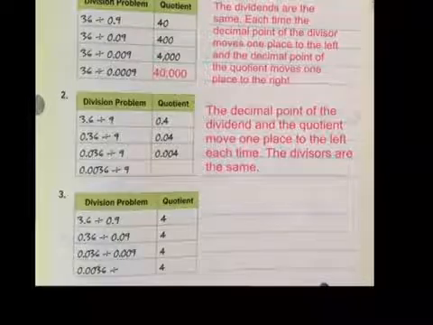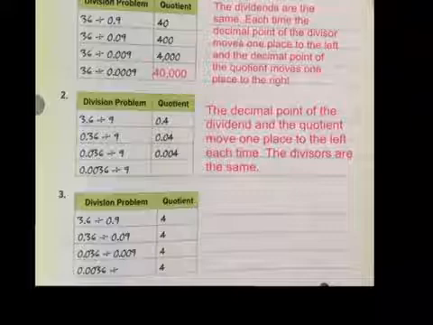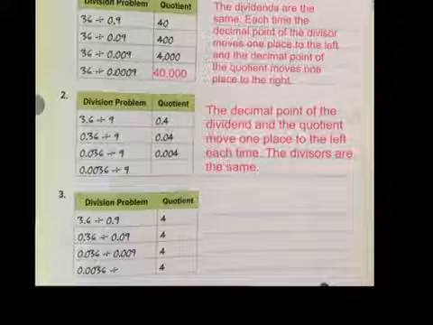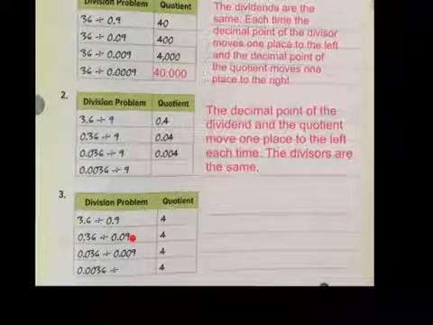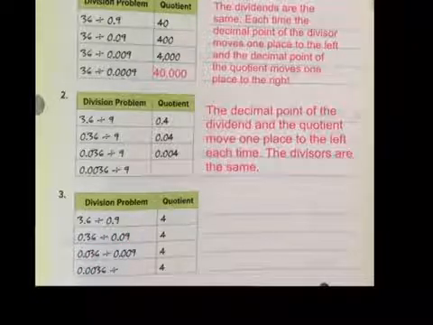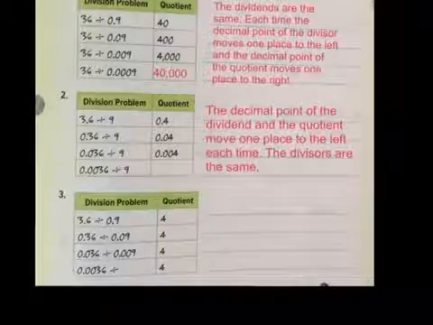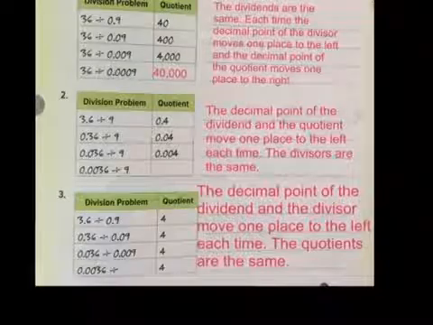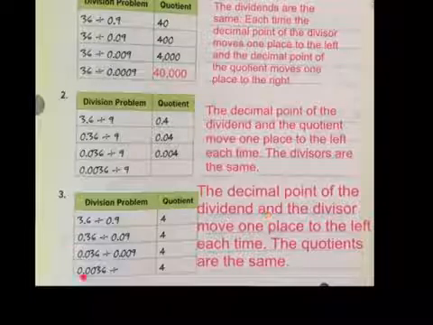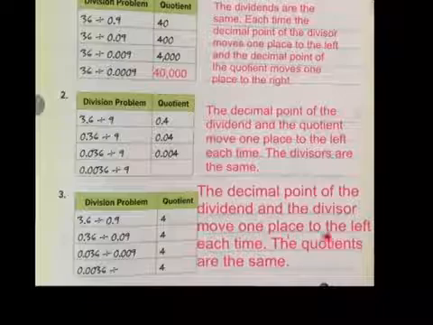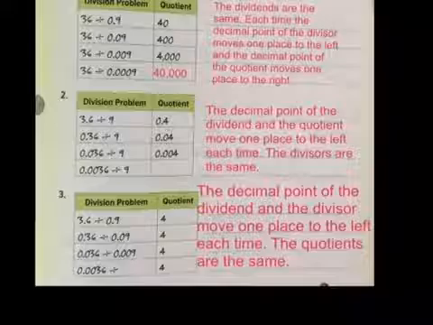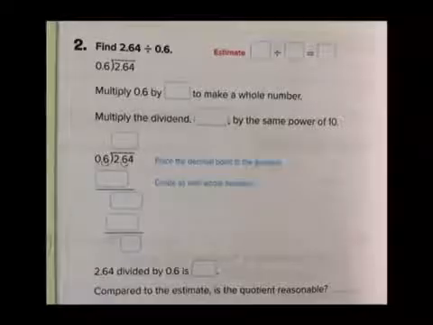Okay, now let's look at the third one. You see that here it moves once to the left and also here once to the left. And what happens to the quotient? The quotient remains the same, right? Here it moves twice to the left, and this one twice to the left, 3 times to the left, 3 times to the left, and you can notice that the quotient does not change. So let's write this down. The decimal point of the dividend and the divisor, so both of them, move one place to the left each time. The quotients are the same. Please pause. Now we're ready to try an example.